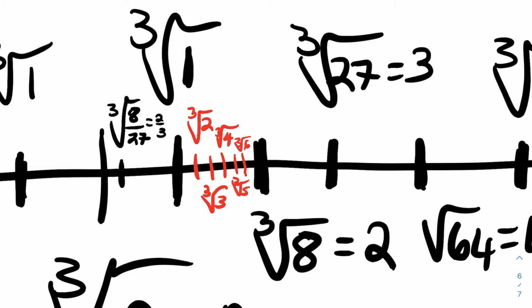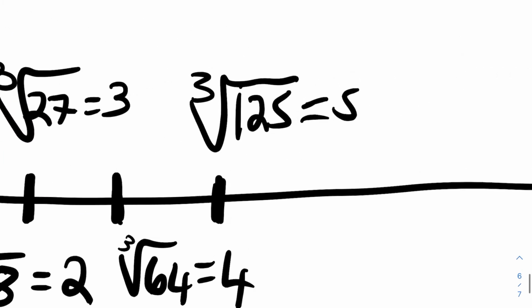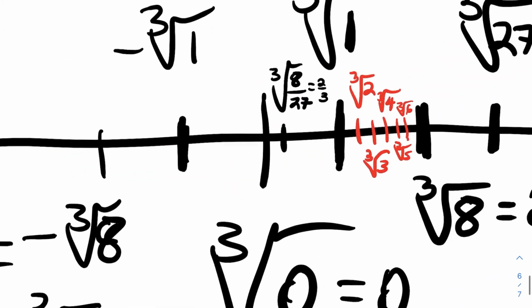And of course the cube root of 8 is 2. Cube root of 9 is irrational. Cube root of 10, all of those are irrational. And I forgot the cube on one of these radicals.